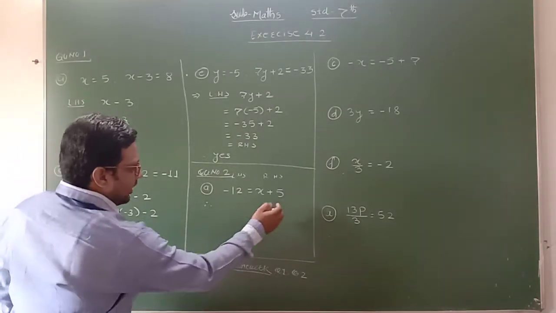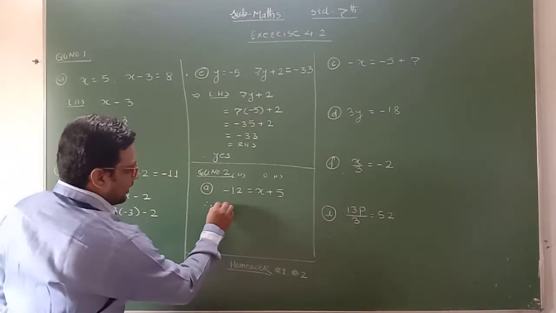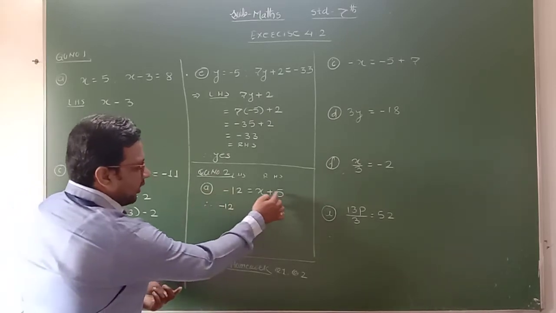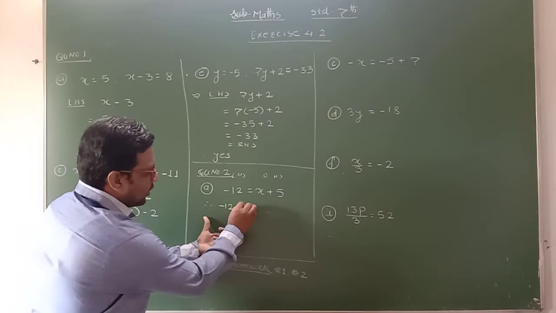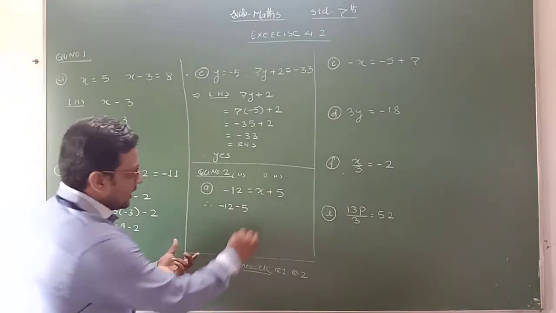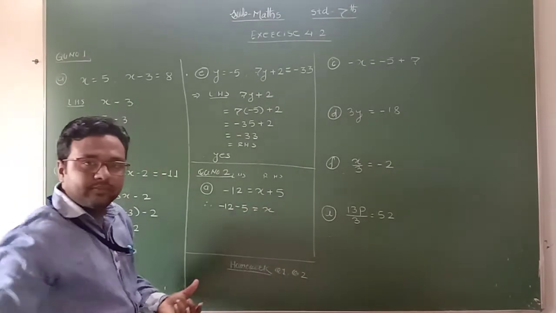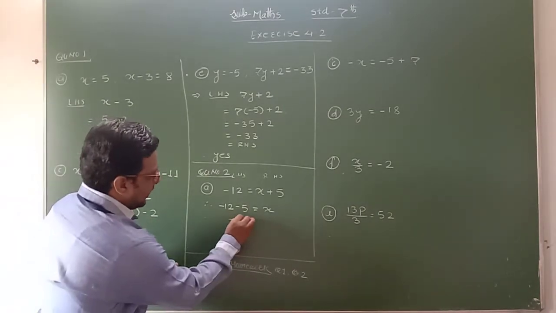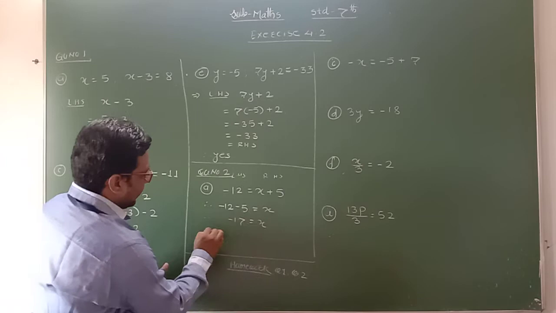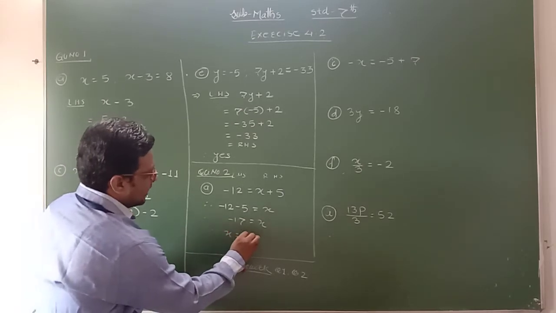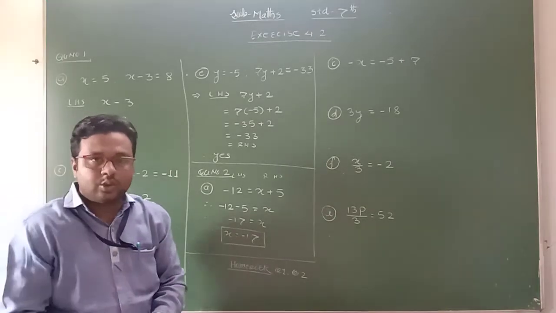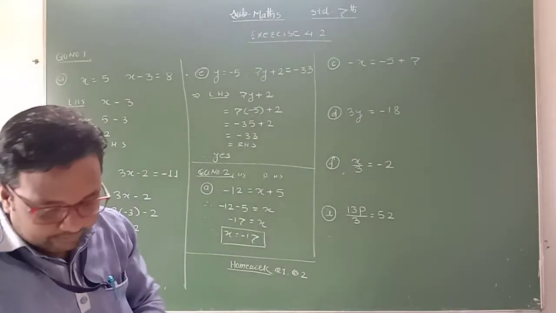Therefore, if you transfer plus 5 here, minus 12 on the left hand side as it is. If you transfer plus 5, it becomes minus 5 according to the rule, is equal to x as it is. Okay, therefore minus 12 minus 5, here we get minus 17 is equal to x. We can write x is equal to what? Minus 17. This is the required answer. Clear, student? See the next example.